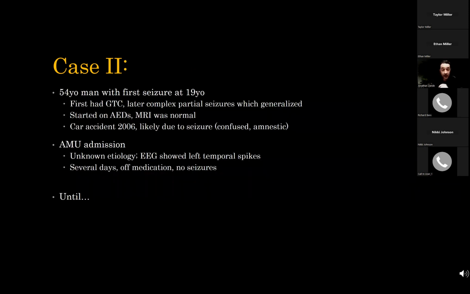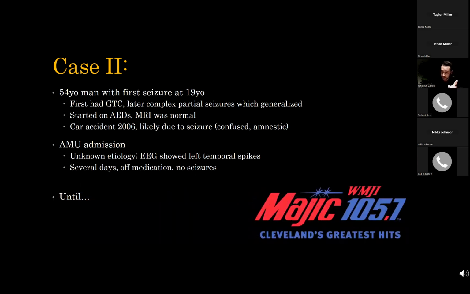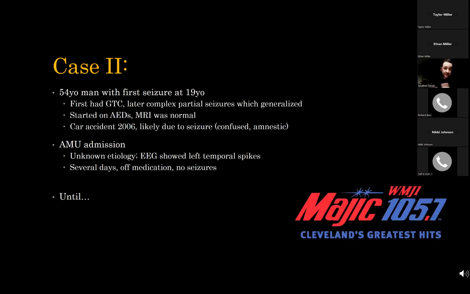through. Another great case, a 54-year-old man had his first seizure at 19, just a regular grand mal seizure, generalized tonic-clonic seizure. He later developed complex partial seizures or dialeptic seizures. He was started on anti-epileptic medications. His MRI looked normal. Unfortunately, he was in a car accident in 2006, probably from seizures. So he was brought into the epilepsy monitoring unit. We weren't quite sure what was causing his seizures. His EEG did show some left temporal spikes. Several days off the medication, no luck, no seizures. Everything was completely fine. That is until somebody turned on a radio.